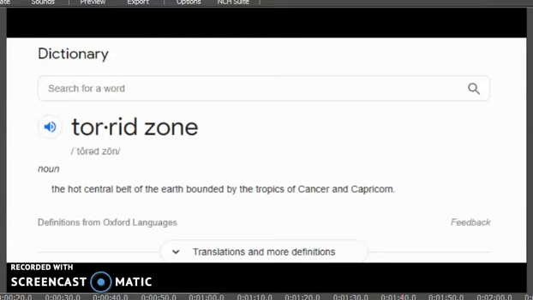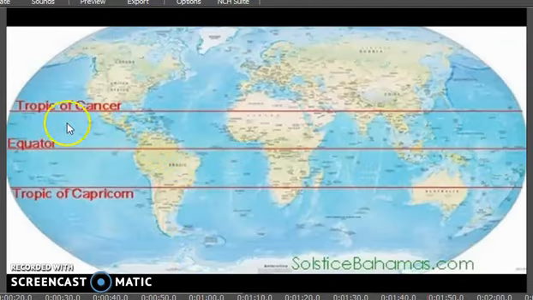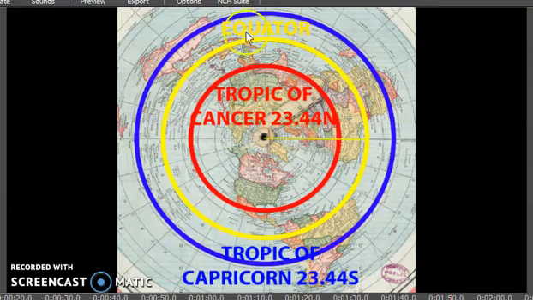And finally, because we know there are celebrities who fake their deaths, and I'd imagine that they would want to go somewhere warm afterwards, I compared the torrid zones of the globe and the flat Earth, which is defined as the area between the Tropic of Cancer and Capricorn. So there's your Tropic of Cancer, Tropic of Capricorn, calculating this surface area in here versus this surface area in here on a flat Earth.